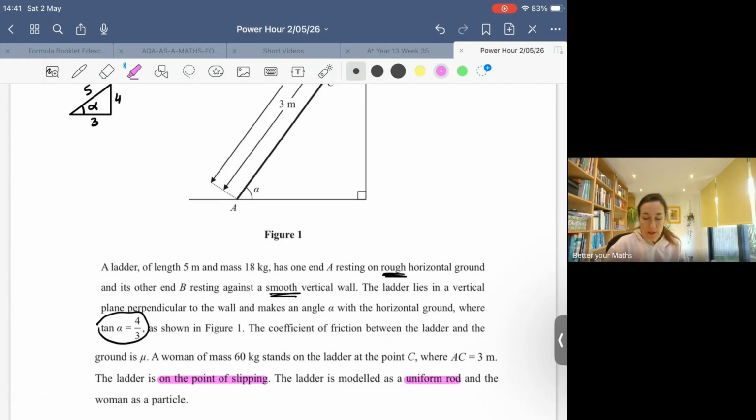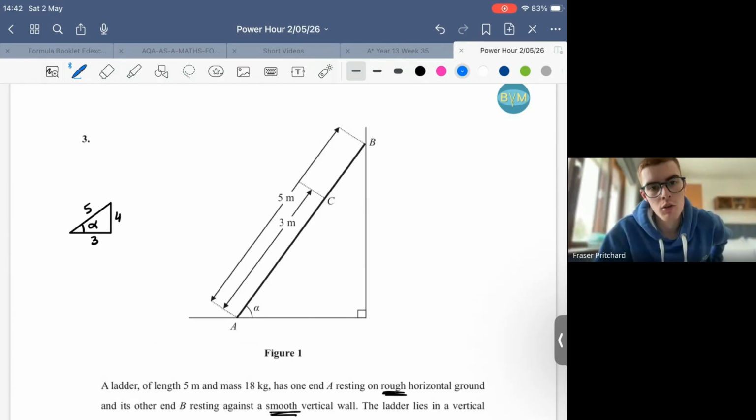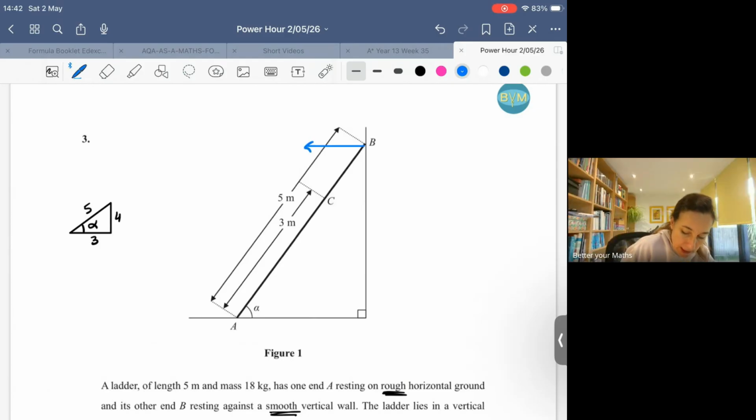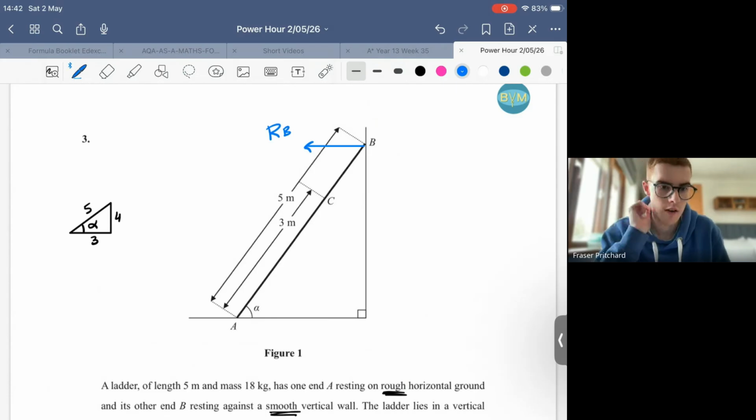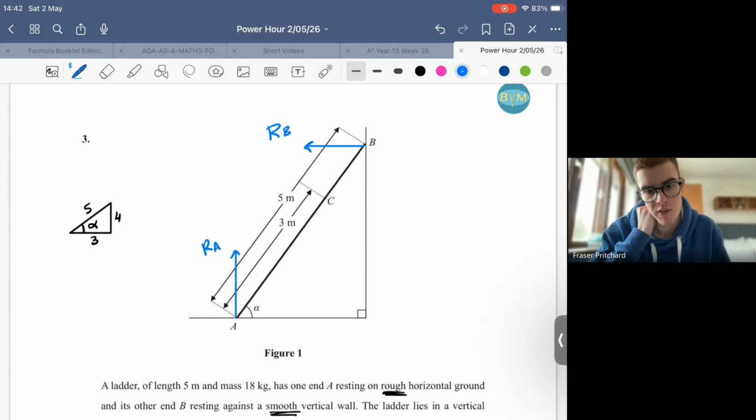With all this information, my recommendation is the first thing you do is draw all the forces acting here. Can someone help me to draw the forces? So you're going to have the normal reaction force at the wall pointing to the left. I'm going to call it RB. And then you're going to have RA at the floor pointing directly up, another normal reaction. What else? You're going to have friction at the bottom.